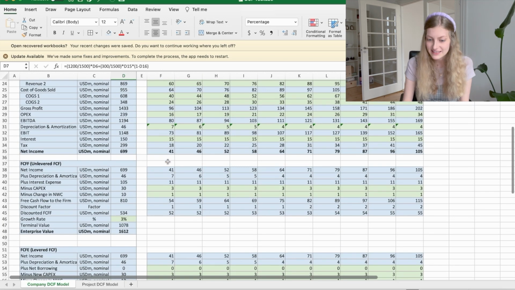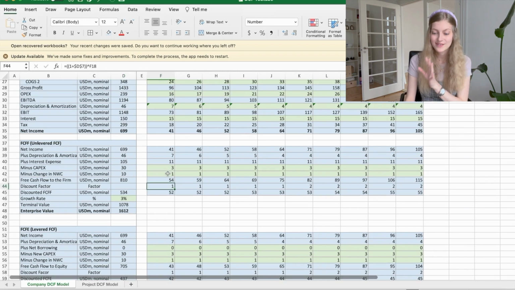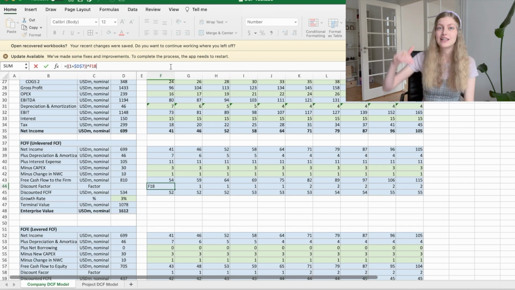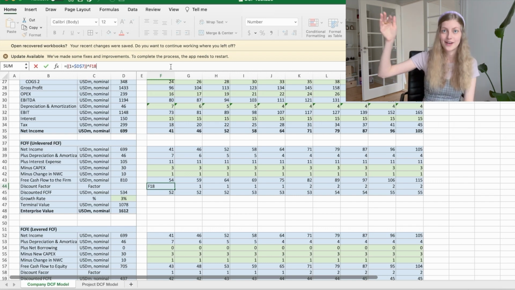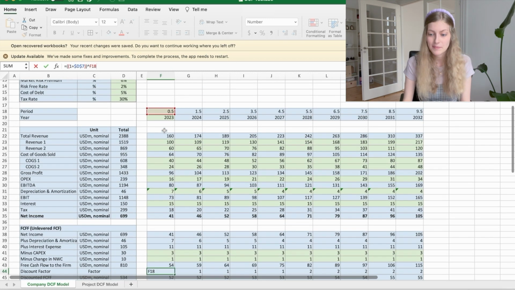And so if we go back down here, we want to calculate our discount factor using this rate. And so in the first year here, we see that we discounted by saying 1 plus this WACC, so the required rate of return, which is 8%. So 1 plus 8%, that's 1.08. And then we raise that to the power of the period. And so this is the first period. And we raise that to the power of 1/2.